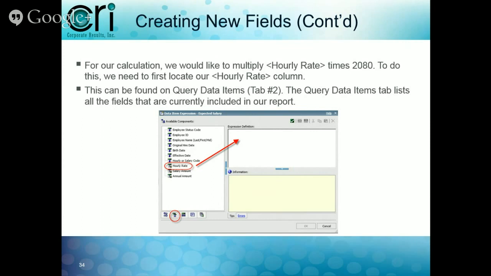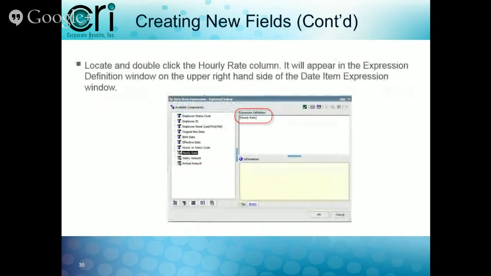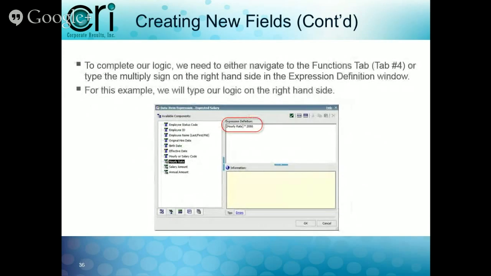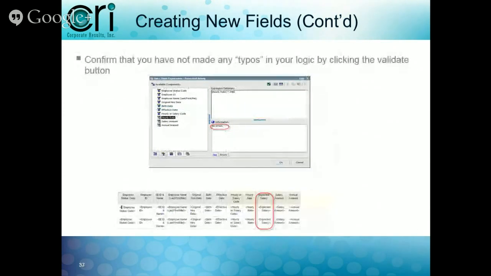So if you go to the second tab, which is the query data tab, you take the hourly rate field and you just drag it on into the expression definition area. Okay, once you do that, it'll just appear. And then you can just add the multiply times 2080 to derive your calculation.